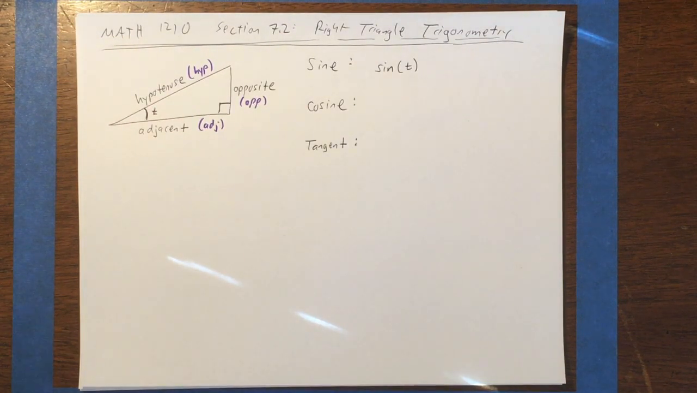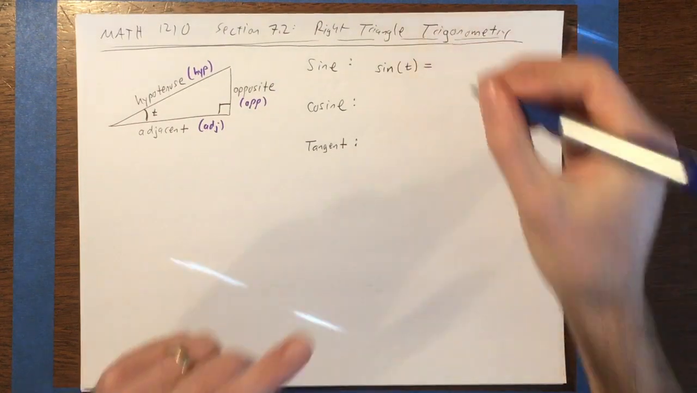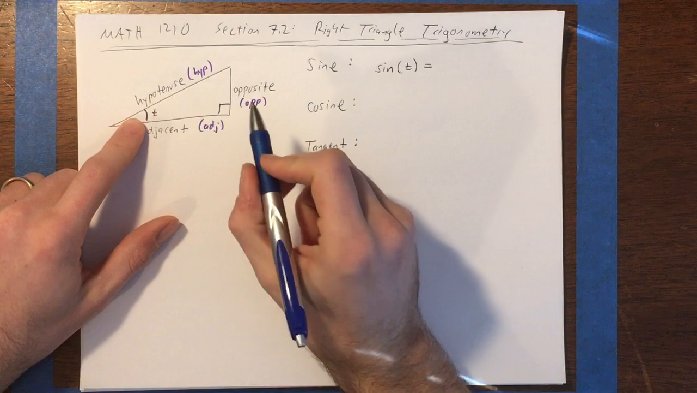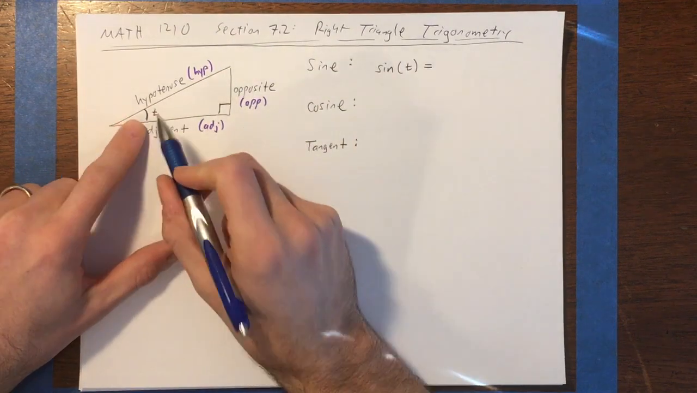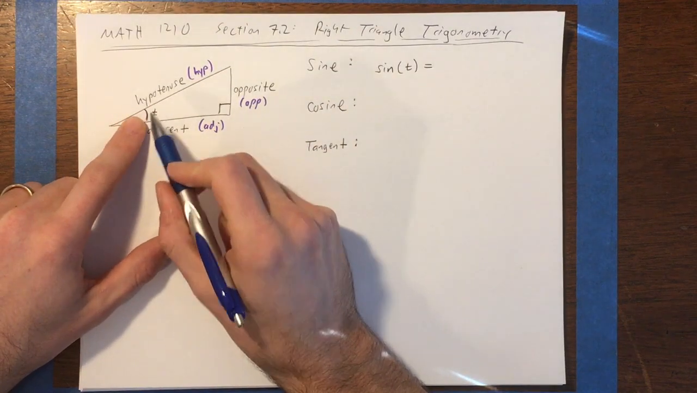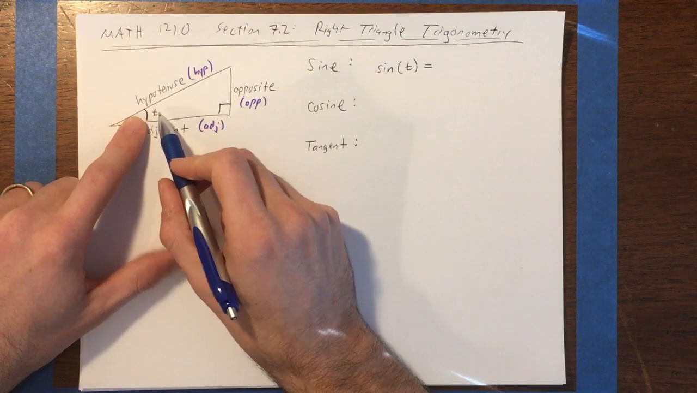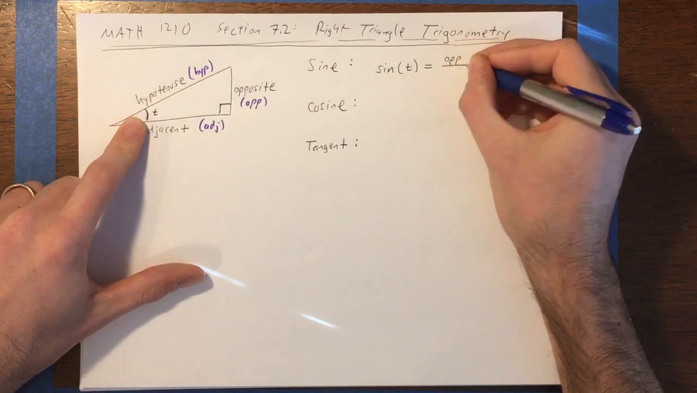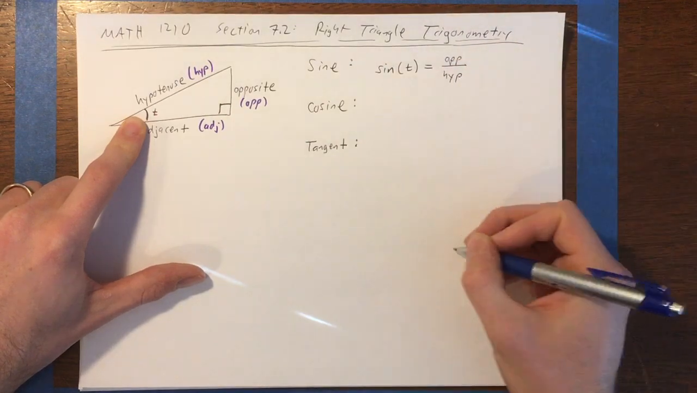So please don't mistake sin as representing a variable or a number. It's not, it's the name of a function. Okay, and the parentheses there do not denote multiplying, they denote function input. So trig functions are functions that take an angle value as an input and give you some number as an output. And the output is determined by the ratio of the sides of a triangle that involves that angle. So if we have an angle in a triangle, the sine of that angle is given by the opposite side length divided by the hypotenuse side length, like that.